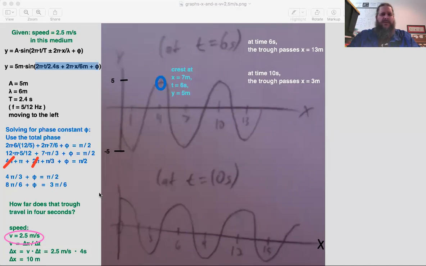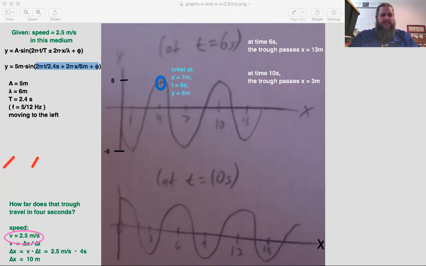And now what's the only thing left to do to solve for phi? Just move the other numbers to one side and then just solve. Yeah. So if we just subtract 8 pi over 6 from both sides, we get 3 pi over 6 minus 8 pi over 6. And that'll be negative 5 pi over 6.